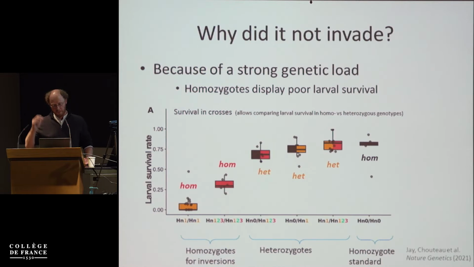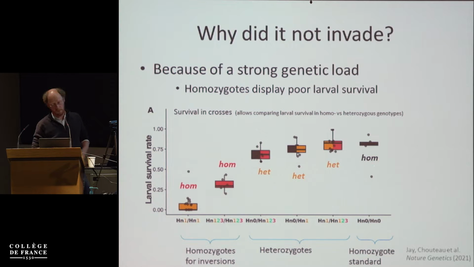So why did this introgressed segment not invade then? And the answer is because of a strong genetic load associated with this introgressed segment. We show that the homozygotes for the introgressed segments have a very low larval survival compared to all the heterozygotes, combining different types of inversions or inversion and standard segment.